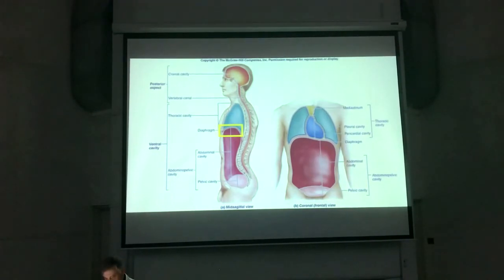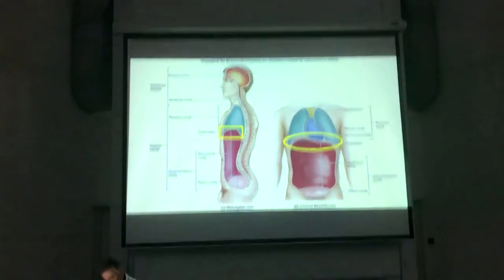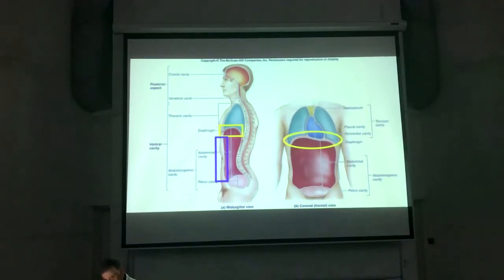The abdominal walls are the roof, the diaphragm, the anterolateral abdominal wall, the posterior abdominal wall, and the pelvic wall.